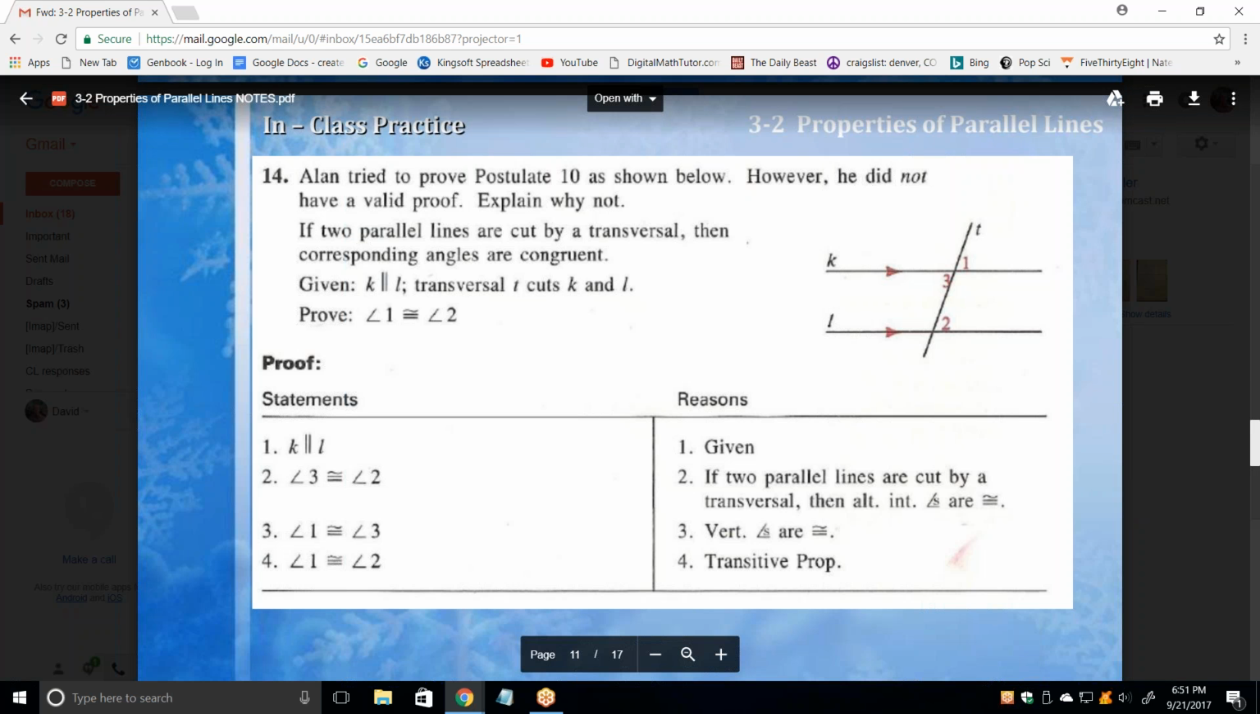I'm a little confused here. They give us all 4 statements and all 4 reasons. What's up with that? Oh, he tried to prove postulate 10 as shown below. However, he did not have a valid proof. Why not?